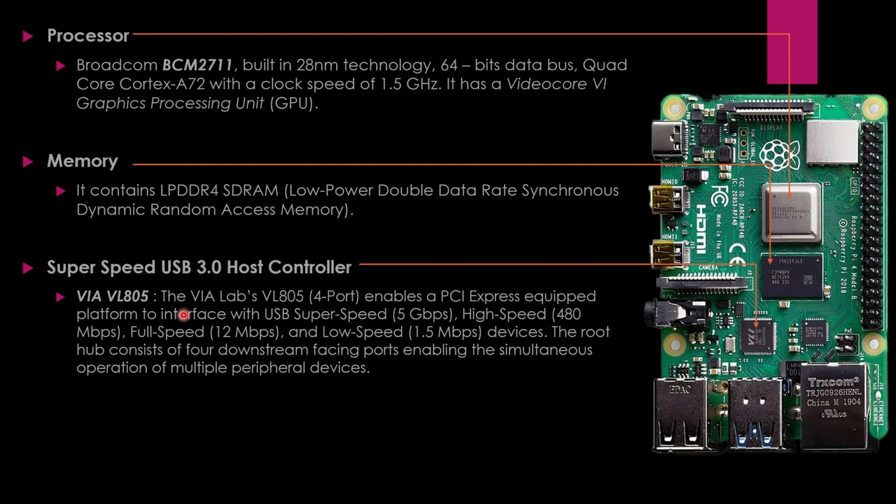This chip enables a PCIe-equipped platform to interface with USB super speed, high speed, full speed, and low speed devices. In-house, USB PHY employs advanced CMOS process to reduce power consumption. This chip is fully backward compatible with USB 2.0 and 1.1 specifications, which ensures seamless connectivity of legacy USB devices also.